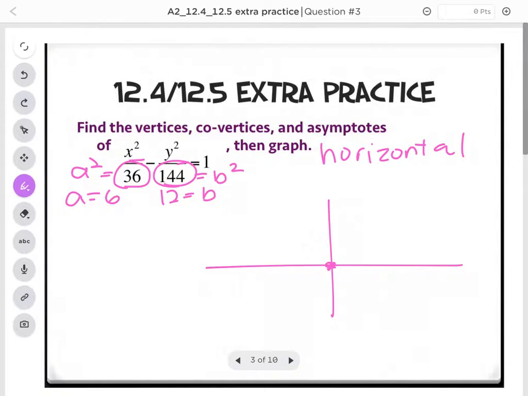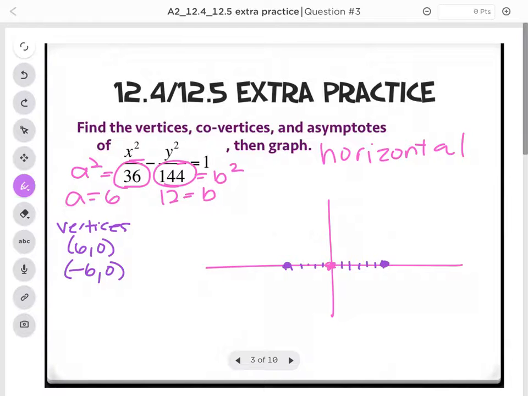That means that if it's horizontal from the center, I count right and left the A. So I'd go 1, 2, 3, 4, 5, 6. Those would be my vertices. So the vertices are at 6, 0 and negative 6, 0.